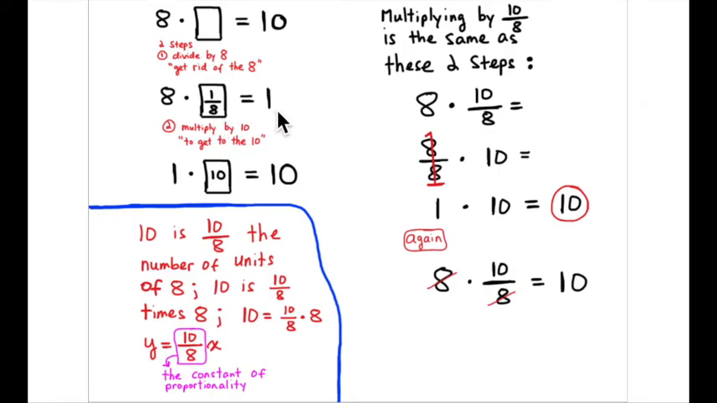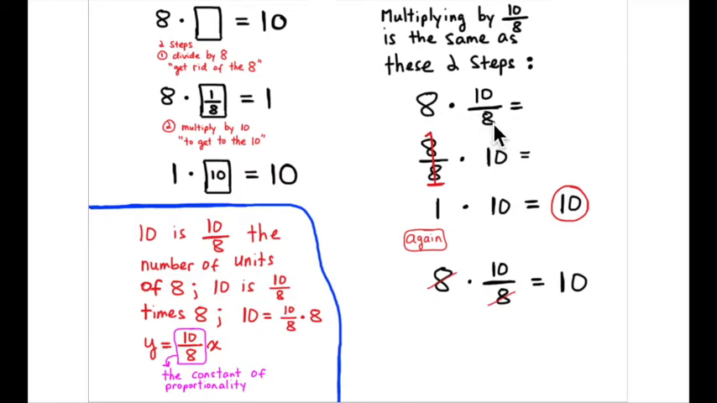The second step is I want to get the 10 on the right side. So I'm going to just multiply by 10, because 1 times 10 is equal to 10. All right, so this is one step as you divide by 8. The second step is you multiply by 10. So now let's put it together as one step, one problem. So multiplying by 10/8 is the same as these 2 steps. And so it's 8 times 10/8. So 8 divided by 8.